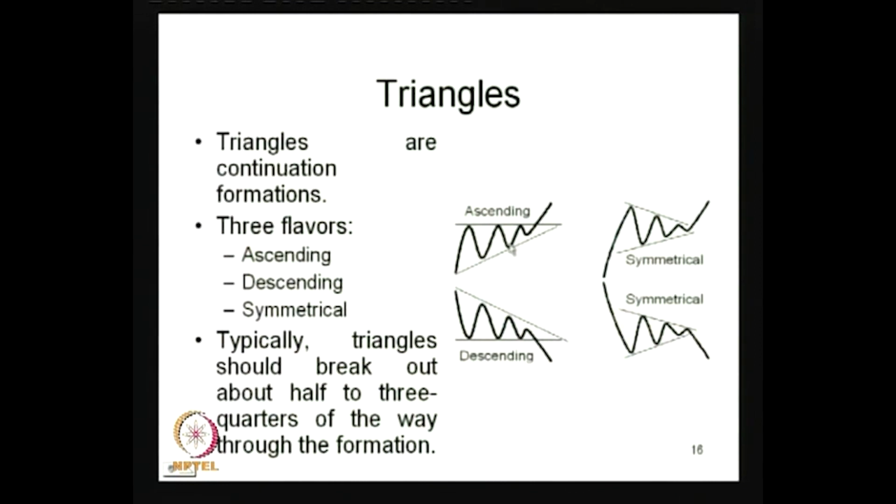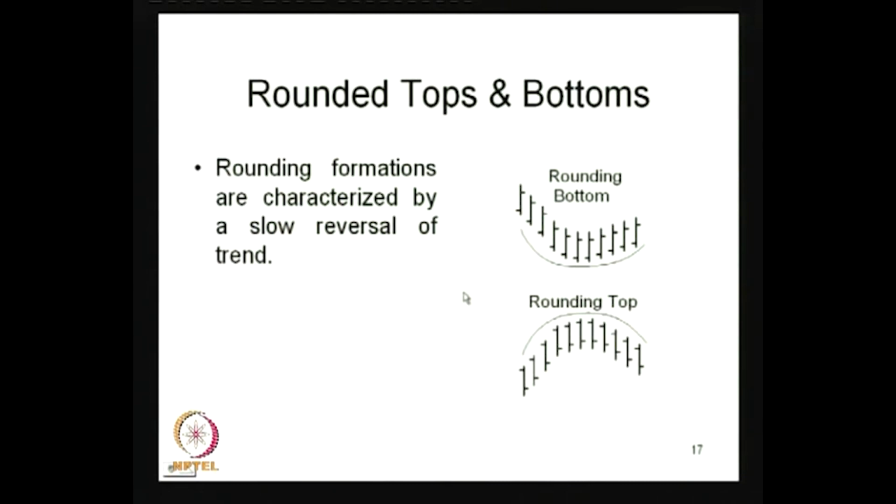What does this ascending, descending or symmetrical pattern show? It shows that typically the triangle should break out about half to three-quarters of the way through the formation. So, if this trend prevails, we are expecting that the price will go up, and if this trend is prevailing, the price will go down. Here there is a trading zone, where the price behavior is symmetrical. From this also, the investor decides what to do with that particular stock, whether to buy it or sell it.